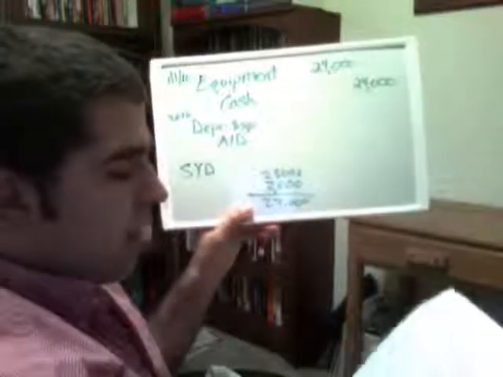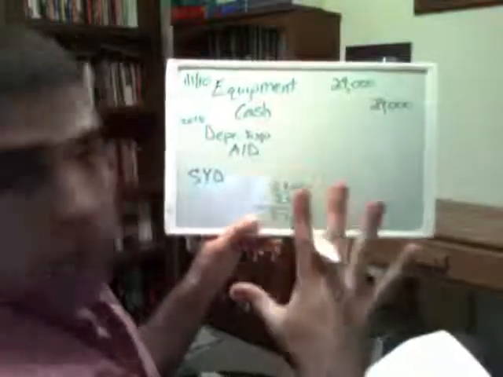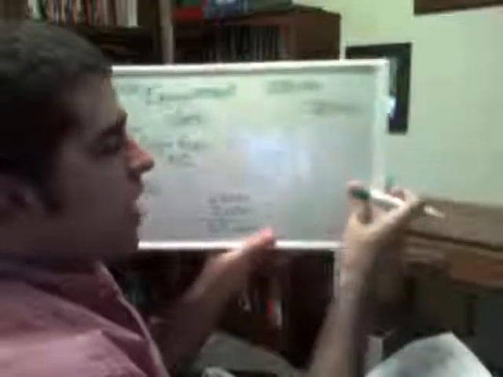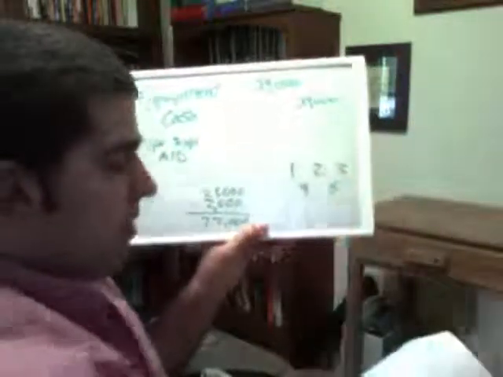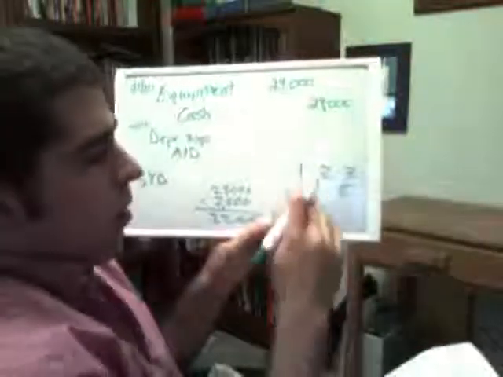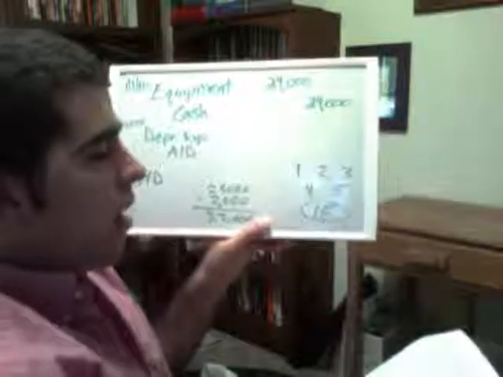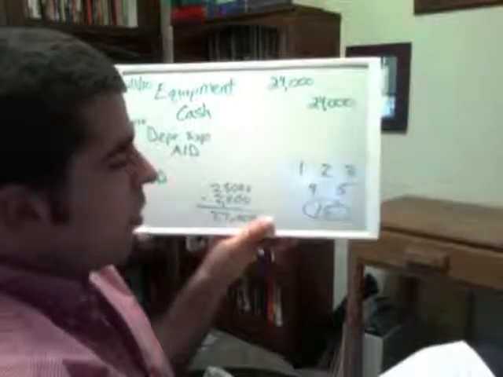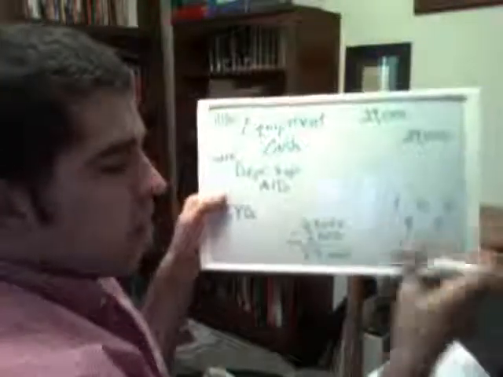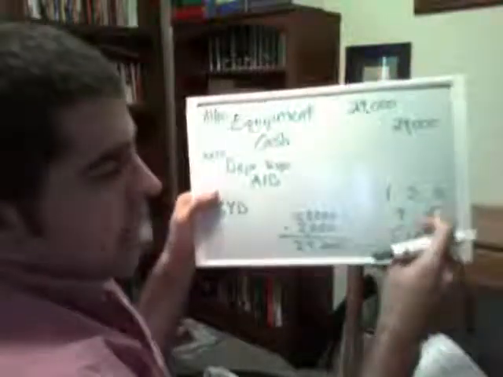Now, how do we do the rate? Well, for sum of the year's digits, we have 5 different periods for this asset life, so we're just going to add those up. 1, 2, 3, 4, 5. What is that total? That totals 15. So the denominator in our calculation is going to be 15. And we're going to decline the amount that we take each period. We're going to go in reverse order. So in period 1, we're going to take 5 divided by 15.